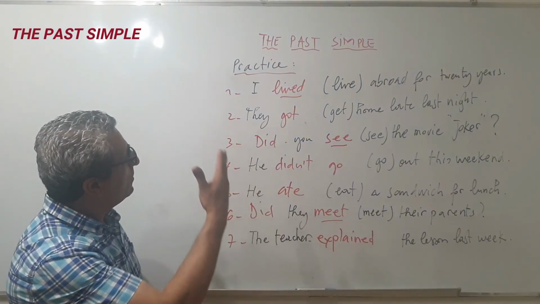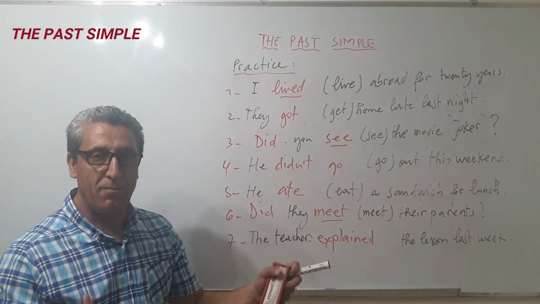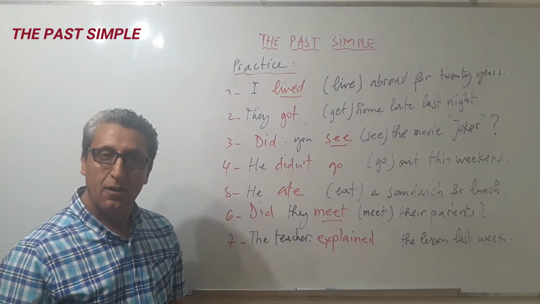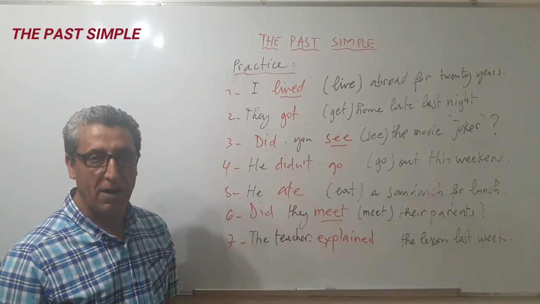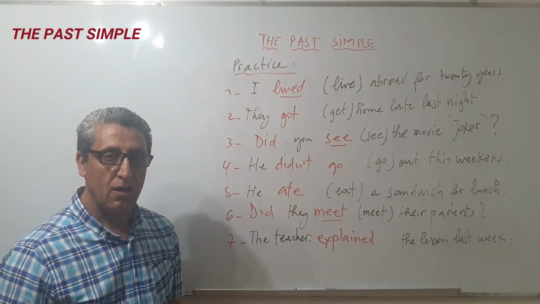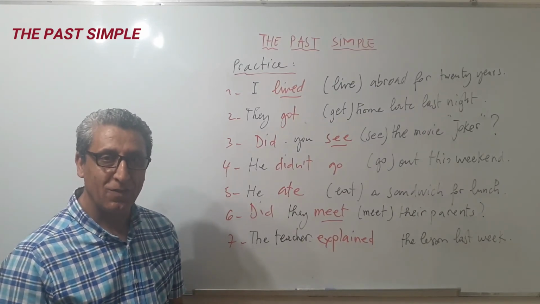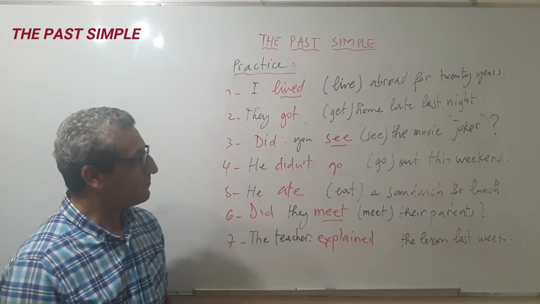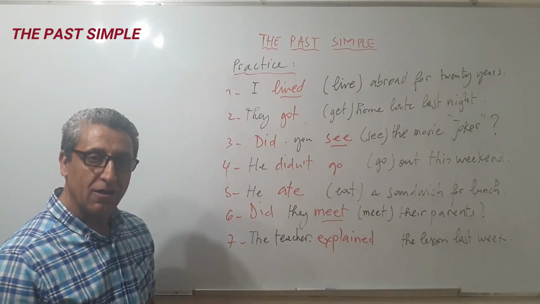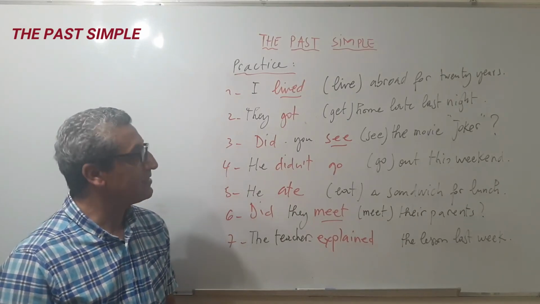Good. So these 7 sentences, they sum up what we said in the explanation of the past simple. So here we have all the ingredients, how to prepare a good dish with the past simple. So I think we are done with the past simple lesson.